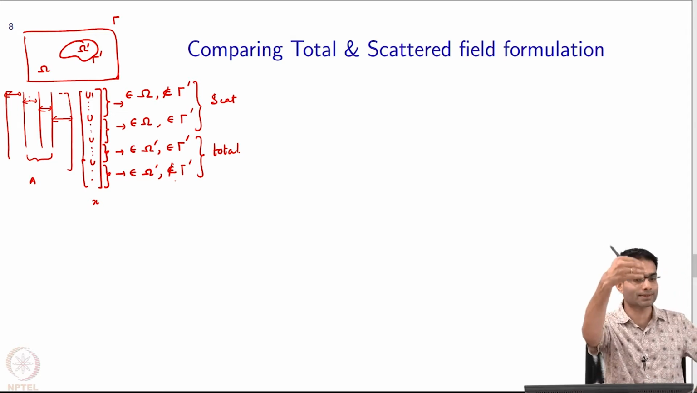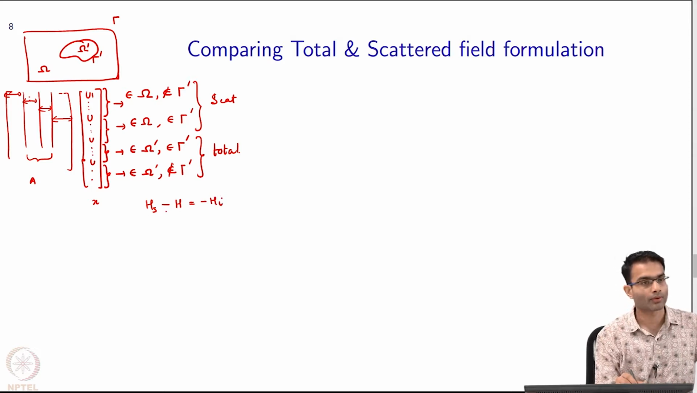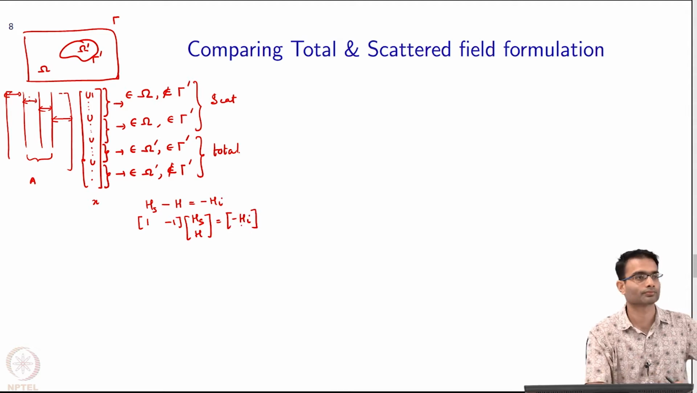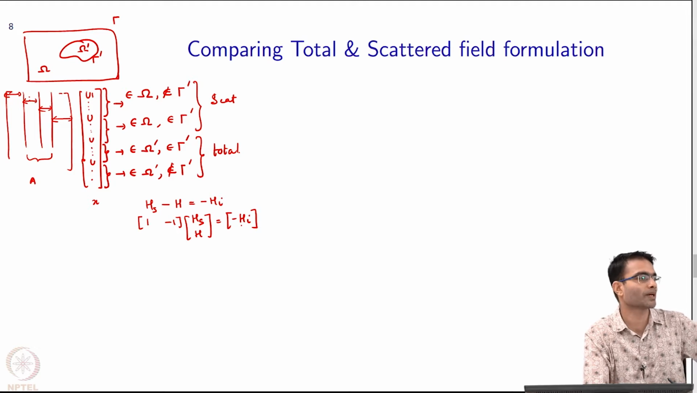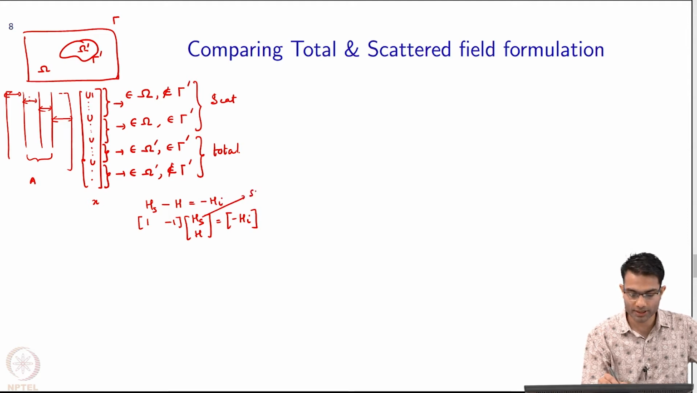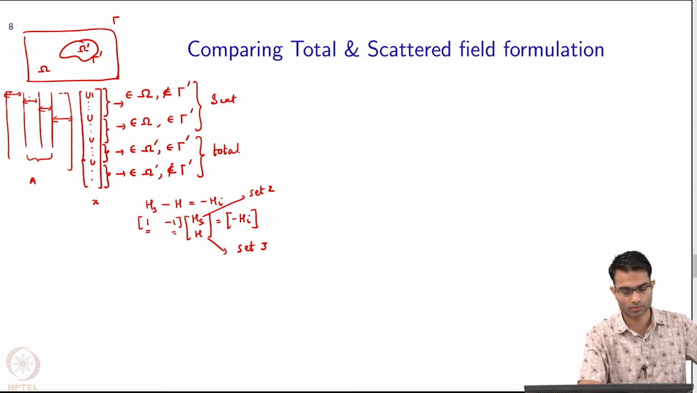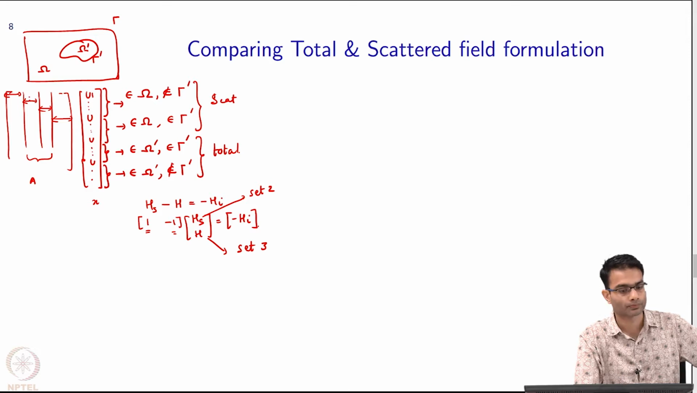So what is the equation that links scattered and total? It is going to be of this form: Hs minus H equals minus Hi. So in matrix form, it becomes 1, minus 1 multiplying Hs and H. Very nice way to link up the H's, right. Here Hs is H scattered, that is one of the variables, and H is H total, that is one of the variables. This one is going to come from set 2, this one from set 3, and correspondingly the coefficients are simply 1 and minus 1, and they give me a minus Hi. We have to construct it.